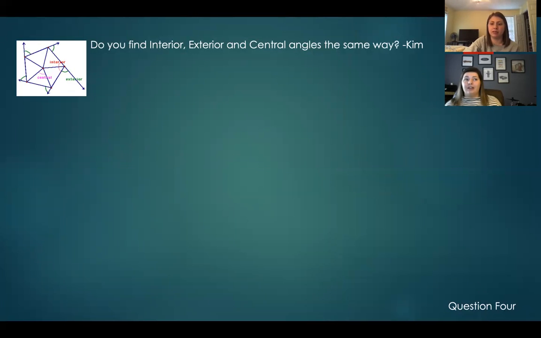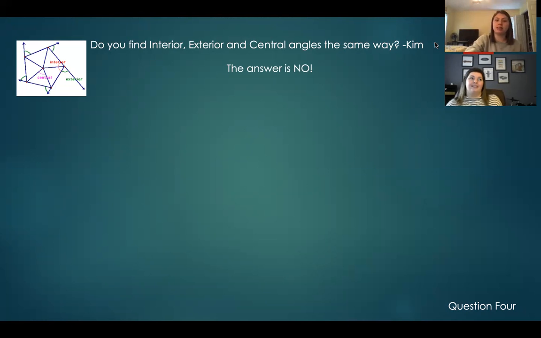So now that we know the interior, exterior, and central angles, Kim, do you find those angles the same way? When we're finding angles, we do have different ways to solve for them, like that equals 180, the 360, the 90 degree. You could solve that way. This is a little bit different because we're looking for specific angles. But if you think of it that way, angles change. So the answer would be no. You just don't solve them the same way for all three of them.